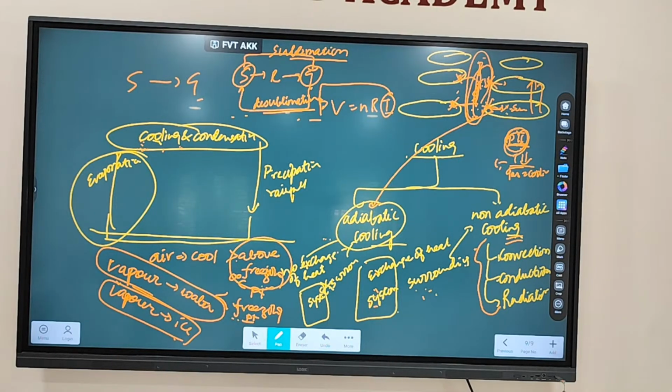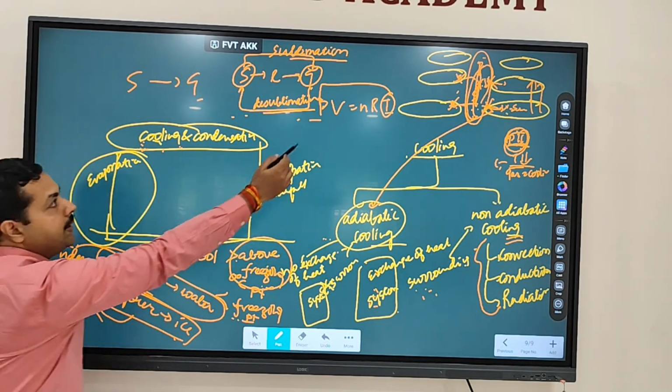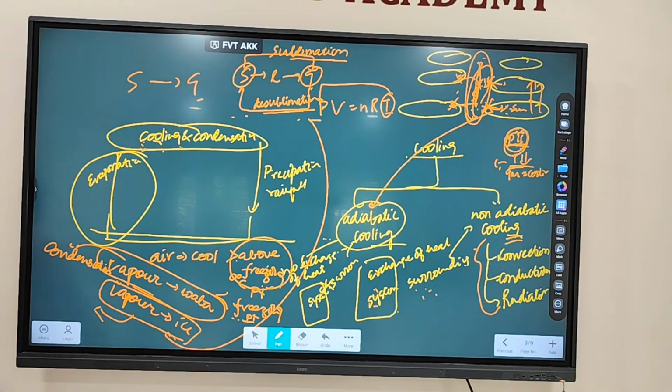So when vapor is converting into water, this is called condensation. But when vapor is converting directly into ice, it is called desublimation. Is there any other name for this? For the sublimation? No, it is known as sublimation. We tried this in chemistry. Yes, in chemistry you will find the sublimation process.